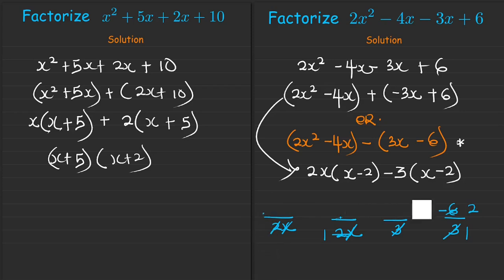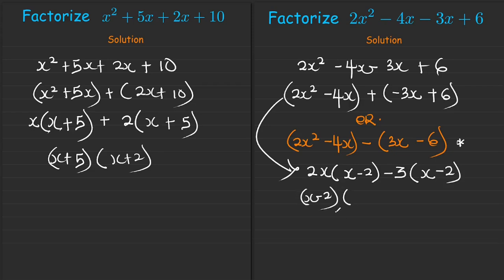So with all this, we then have to finalize our factorization. There is x minus 2 here, and there's also x minus 2. So we have our x minus 2 in one bracket. Then in the next bracket, we have our 2x, then minus 3. With that, you are good to go.